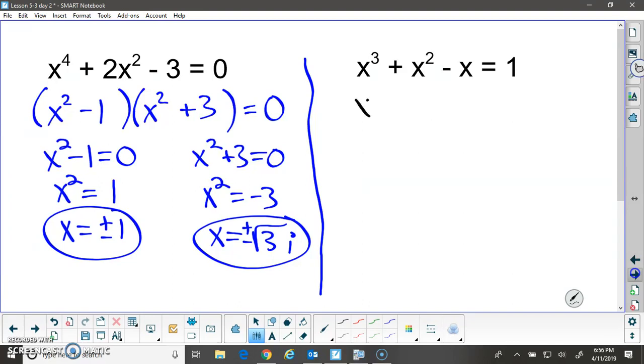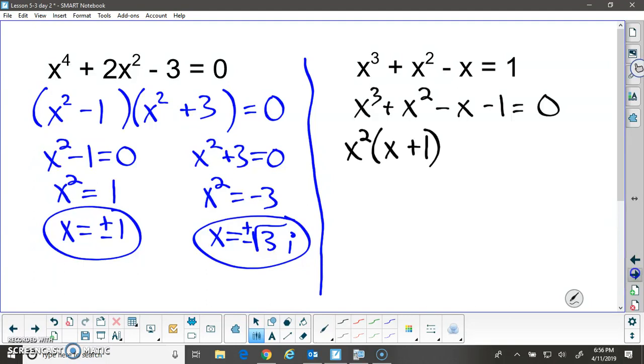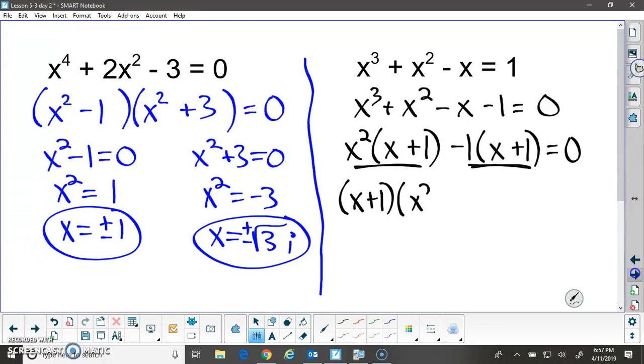The first thing you'd want to do is get everything onto one side. And after you get everything onto one side, you can recognize that you got four terms. This is an indication that we have to do factor by grouping. We can take an x squared out of the first two terms, leaving us with an x plus 1. We can take a -1 out of the last two terms, leaving us with an x plus 1. Now I've got two terms, and both terms have an x plus 1, so if we factor that out, we're left with what's in front.